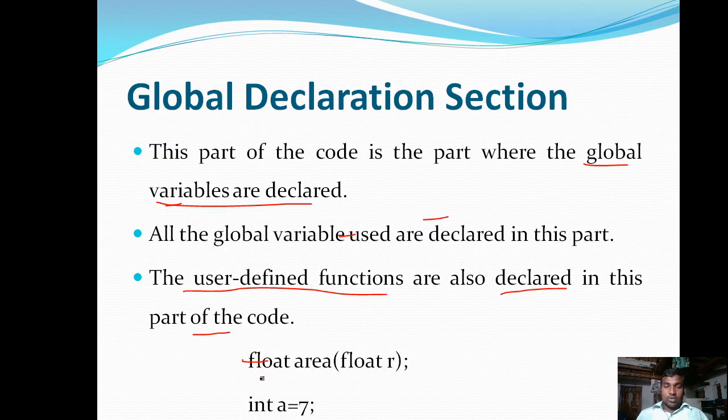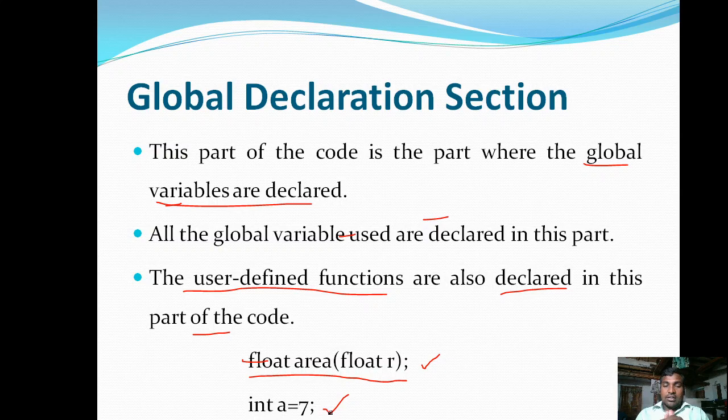Here, float area(float r) is a function declaration, and int a = 7 is a global variable declaration. In this way, in the global declaration section, you can declare any number of user defined functions and any number of global variables.